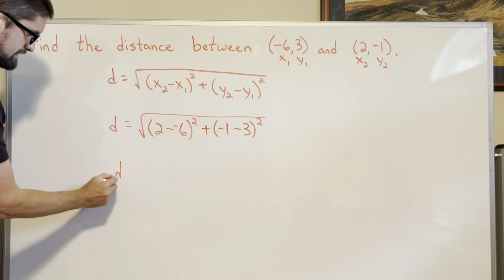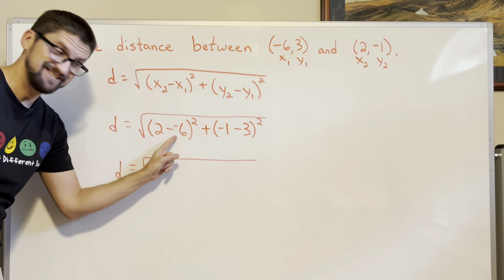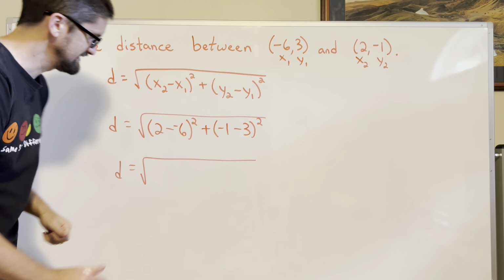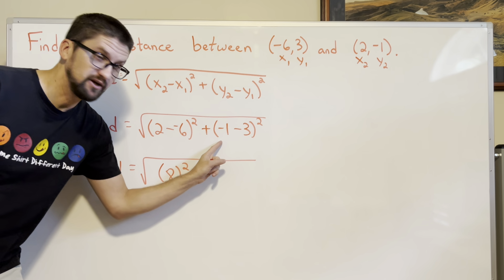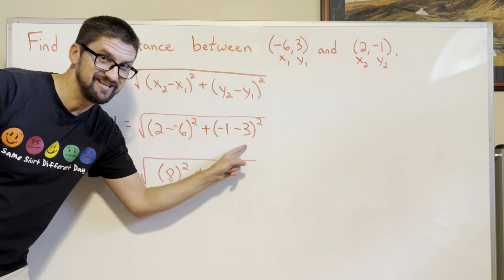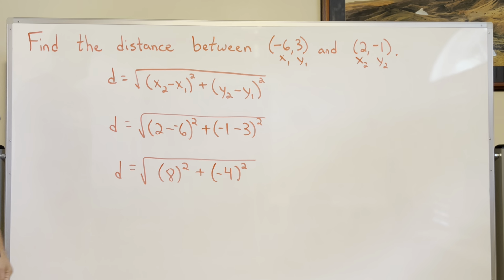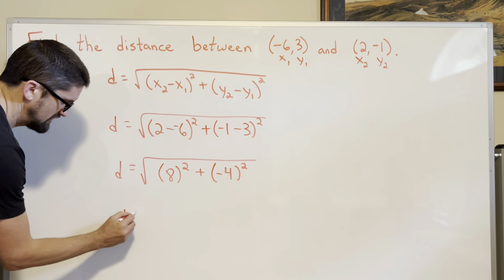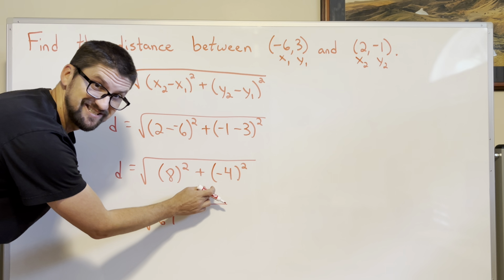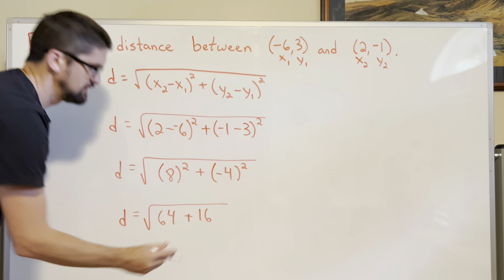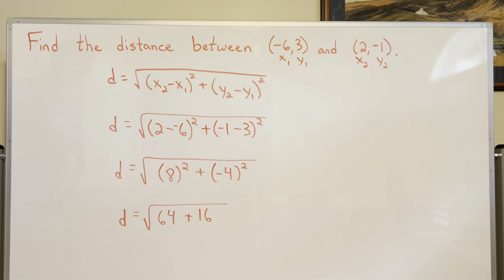All right. So this is 2 plus 6. That's going to be 8 squared. This is a -1 minus 3. That's a -4. So this is going to come out to 64 plus 16. This is in parentheses, so -4 times -4 is positive 16.